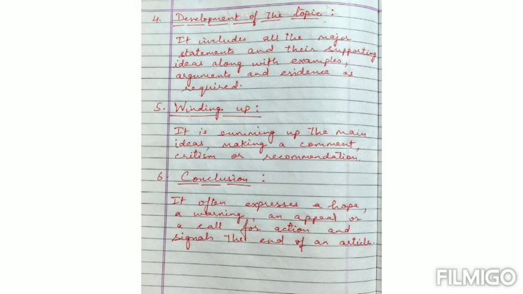It is summing up the main ideas, making a comment, criticism or recommendation. Like what you have written, it should be properly commented upon in the end of the article. Towards the end of the article, you may criticize it or you may recommend what you have written, right? So all the possibilities are there with you. And in the end, when you are concluding it, it often expresses a hope, a warning, an appeal, or a call for action, and it signals the end of the article.